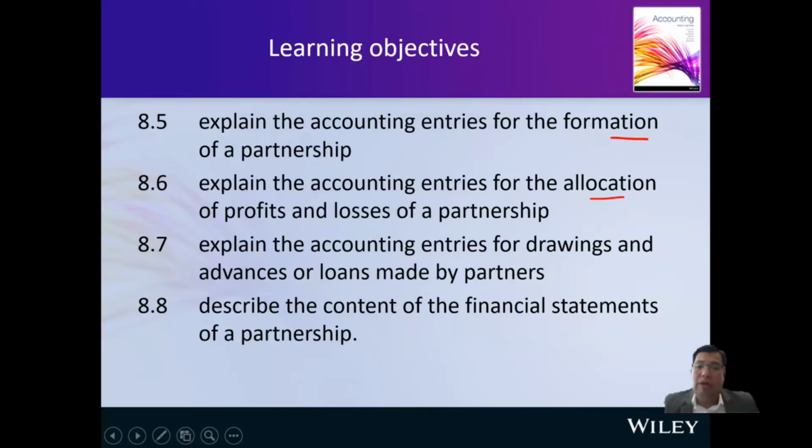When the partnership makes profits, we need to divide the profit among partners. So what is the formula that we're going to use? How to record the journal entries for the allocation of profit. Explain the accounting entries for drawings and advances or loans made by partners. It's normal; sometimes you have loans or drawings from partners. And also describe the content of the financial statements of a partnership.